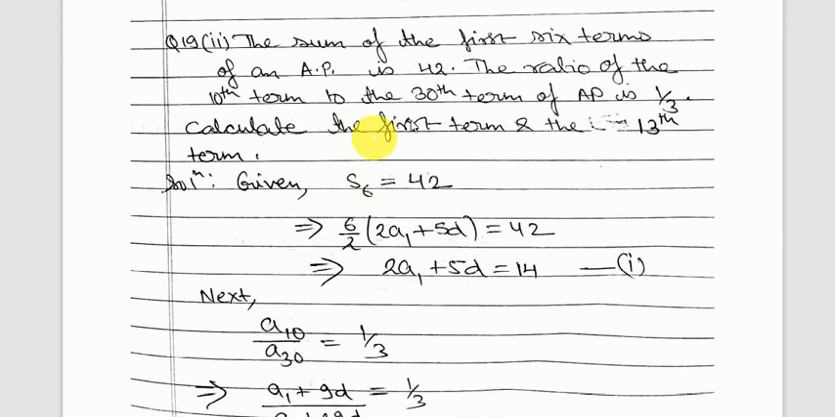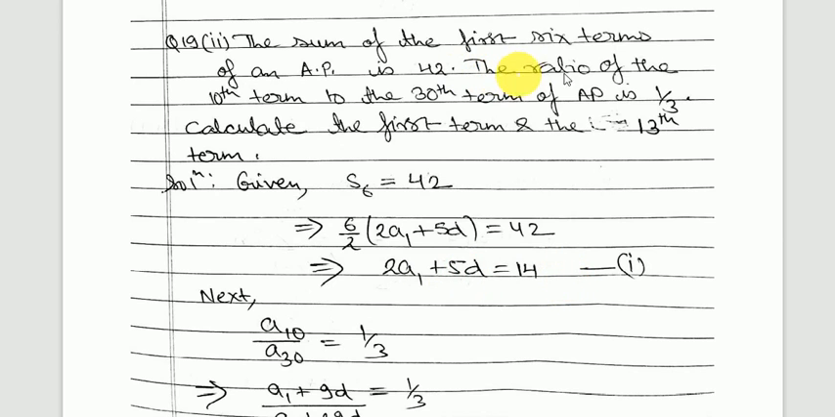So here the sum of the first 6 terms is equal to 42. That means S6 equals 42. And S6 means 6 upon 2 into 2 times the first term plus 5D is equal to 42. Simplify this, you get 2 times A1 plus 5D is equal to 14. Next, what have they given?